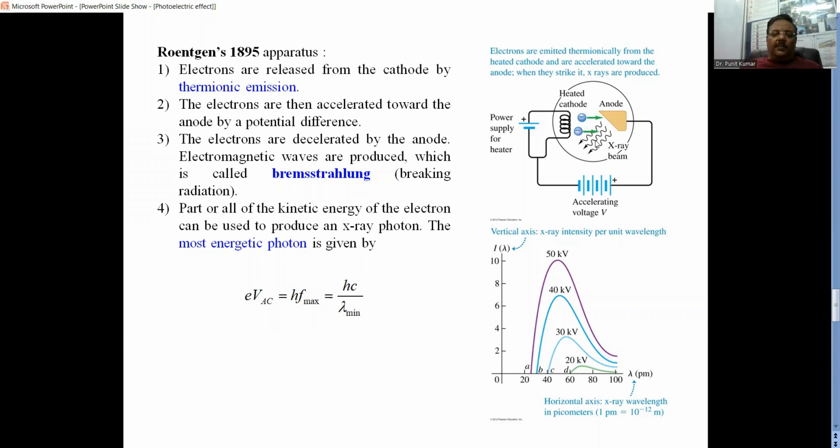Part of the kinetic energy of the incident electron is used in production of the X-ray, like the work function there. The most energetic photon is given as, this is the energy of the emitted photon, which is hc/λ minimum, where λ minimum is the threshold wavelength. When we plot a graph, we have it like this. This notes that as the value of lambda increases, there is a change in the energy of the emitted photon. So the energy of the emitted photon depends on the wavelength.